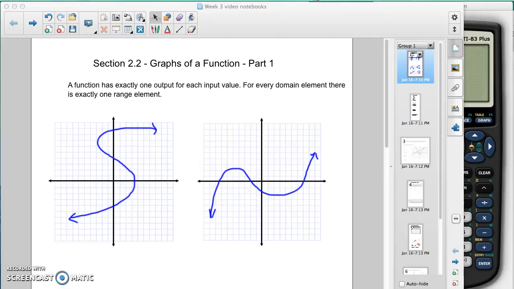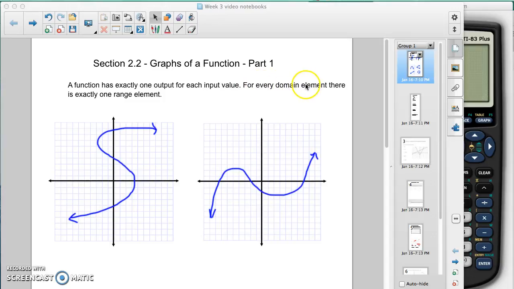Hello and welcome back. In this video, we're going to be looking at graphs and determining from the definition whether the graph is a function or whether it is not a function.